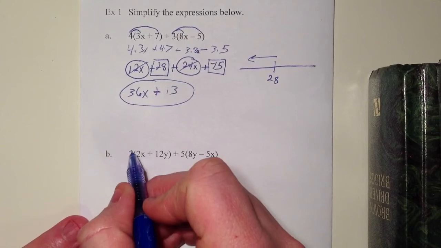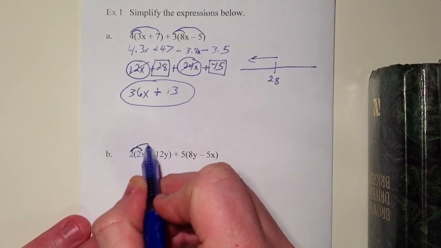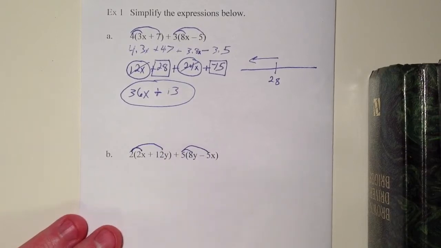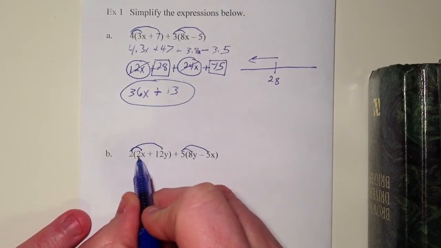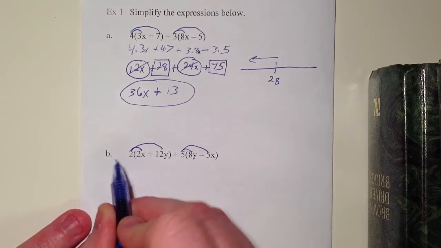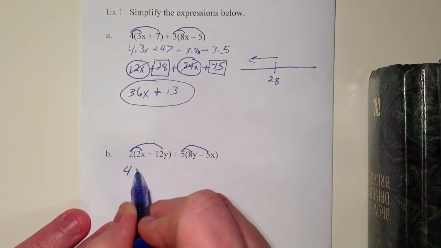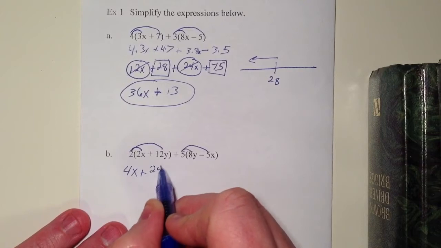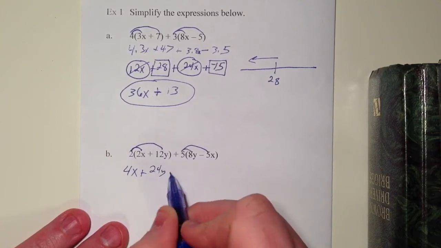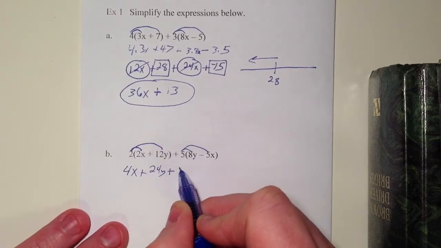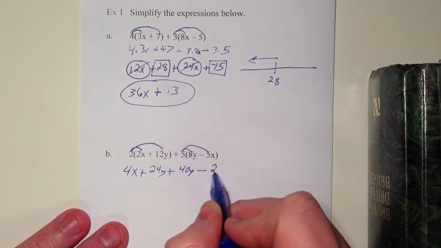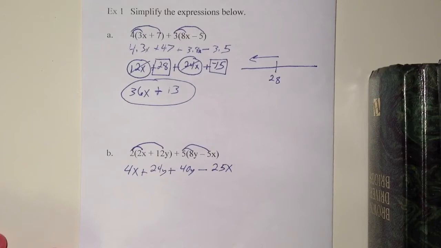All right, so now what I want to do is bring the 2 in, and we want to bring the 5 in. So 2 times 2, like I said, this is where we can skip a step. 2 times 2 is 4x, plus 2 times 12 is 24y, plus 5 times 8 is 40y, minus 5 times 5 is 25x.